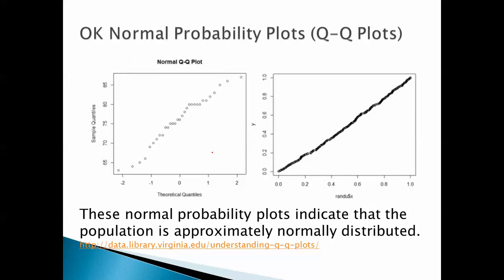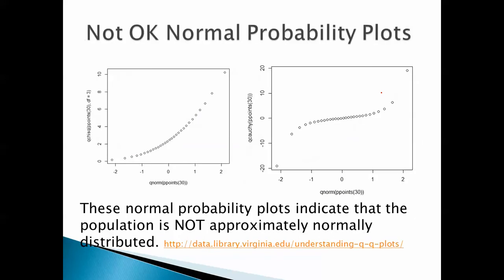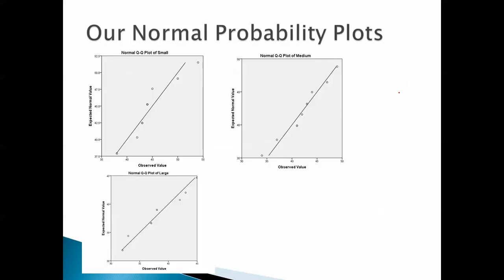Okay, these are okay normal probability plots, or QQ plots. They more or less follow straight lines. These normal probability plots indicate that the population is approximately normally distributed. These normal probability plots are not okay. They indicate that the population is not approximately normally distributed. This one follows a definite curve. This one's an S-curve. Those are red flags.